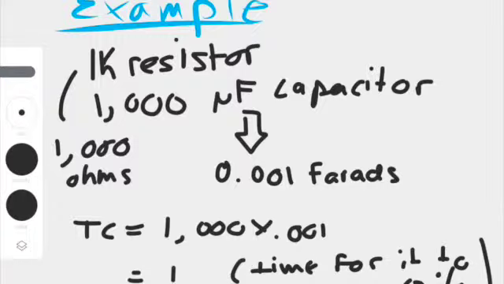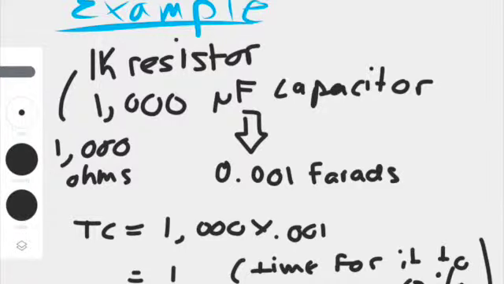So now we plug it into the equation that we have. The time constant equals 1000 times 0.001. So we just substituted the R and the C with numbers, and you get 1.